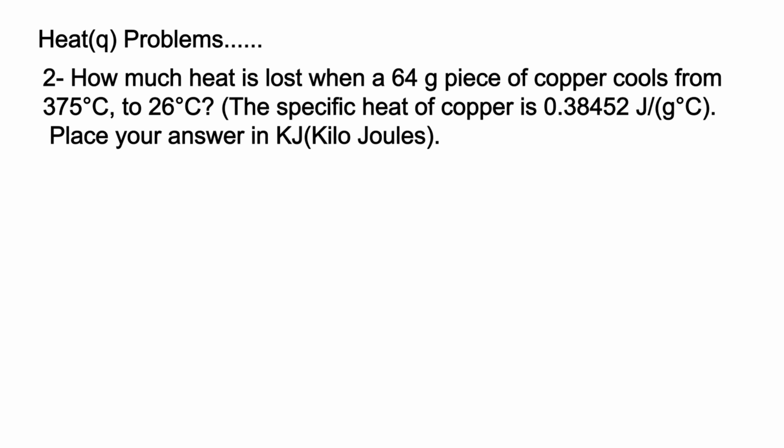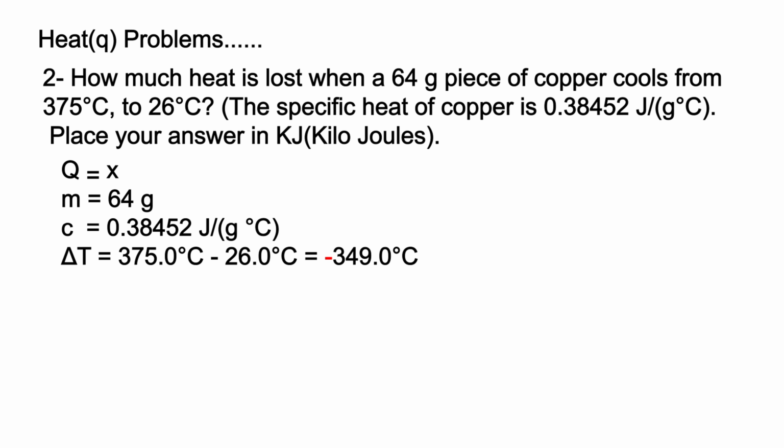Let's do number 2. How much heat is lost when a 64-gram piece of copper cools from 375 Celsius to 26 Celsius? The specific heat of copper is 0.38452 joules per gram. Place your answer in kilojoules. Here, our Q, or heat, is equal to X, or unknown. M, or mass, equals 64 grams. C, the specific heat of copper, equals 0.38452 joules per gram.